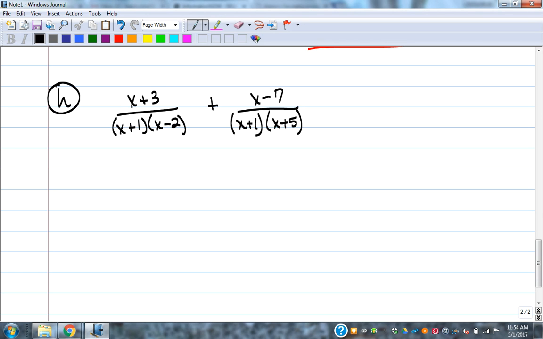So what do each of them need? They've already got an x plus 1. The first one's got an x minus 2, but it doesn't have what part? An x plus 5. So it needs an x plus 5. So I'm going to multiply the first one by x plus 5. What does the second one need? An x minus 2, because it doesn't have that part.